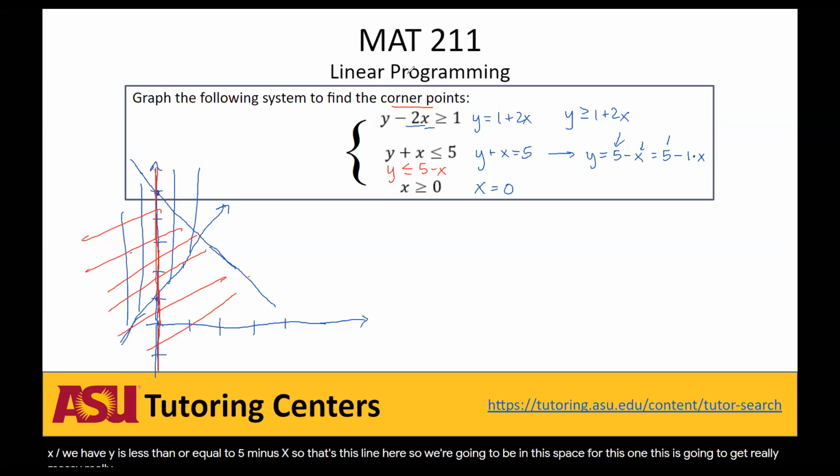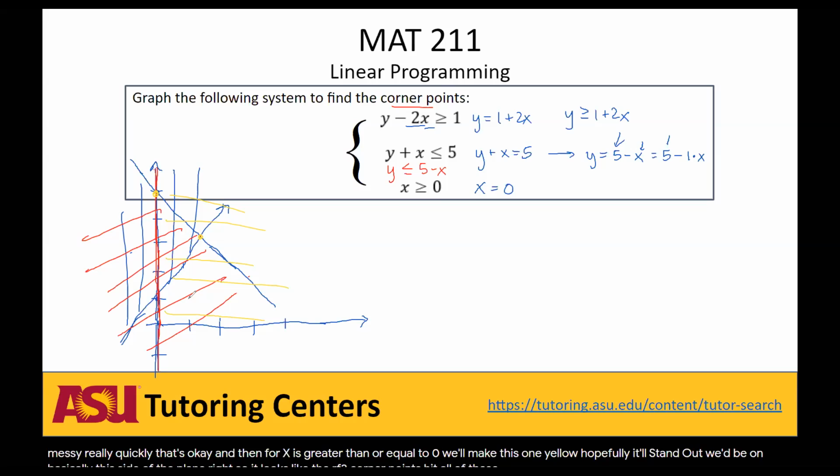That's okay. And then for x is greater than or equal to 0, we'll make this one yellow. Hopefully it'll stand out. We'd be on basically this side of the plane, right? So it looks like our 3 corner points hit all of these. So let's think about where they intersect.